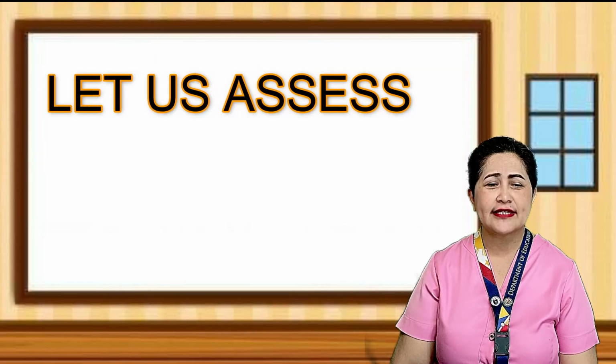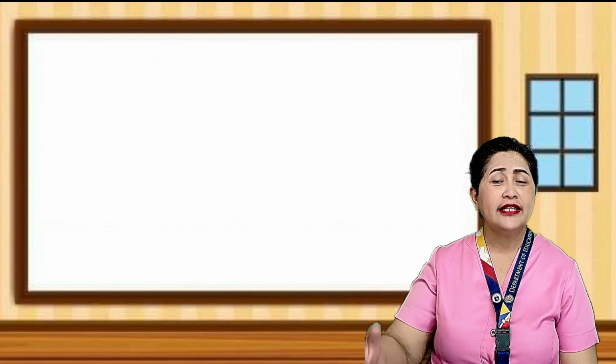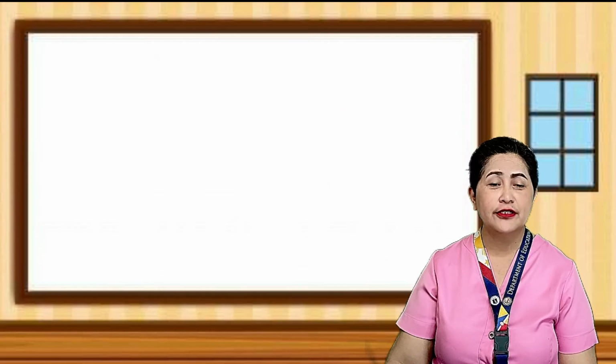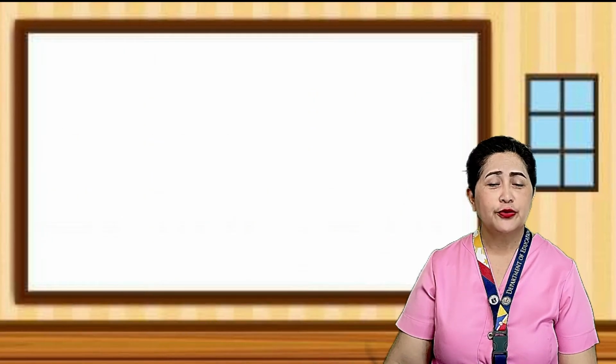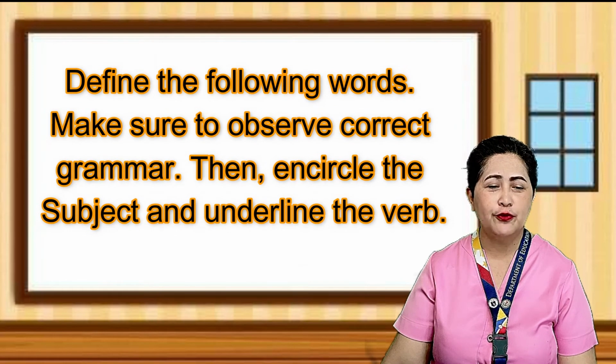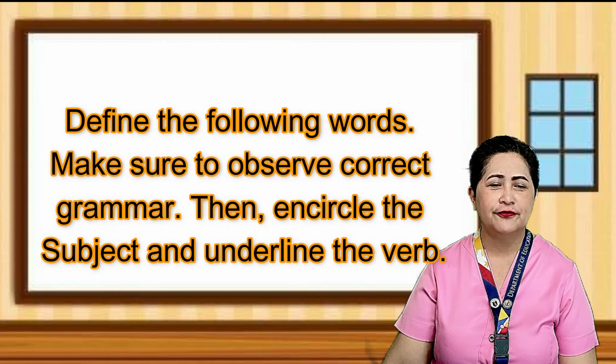Let's go to the assessment. Now that you are well versed with the lesson, let us check if you fully understood the lesson. Let's proceed to activity 5, making definitions. In the directions found in your module, you're going to define the following words. Make sure to observe correct grammar. Then encircle the subject and underline the verb.